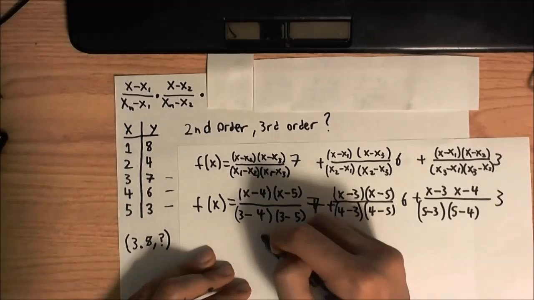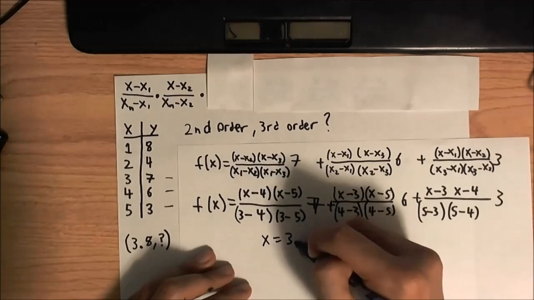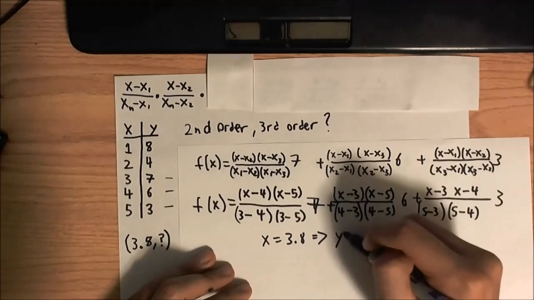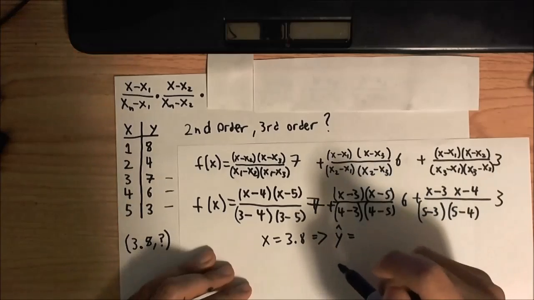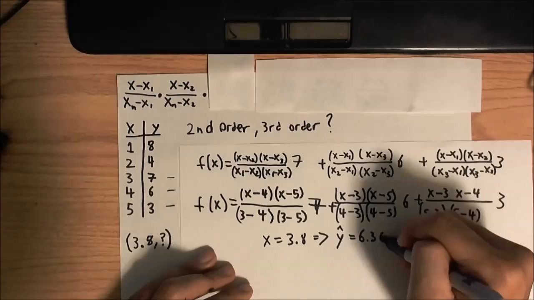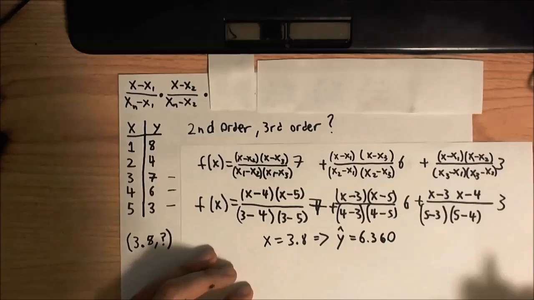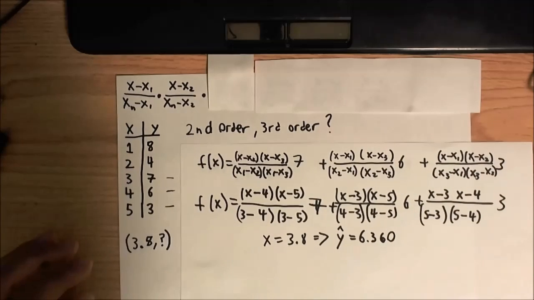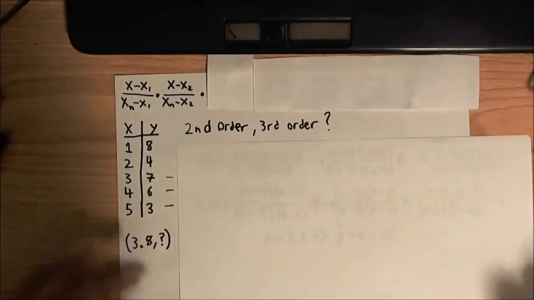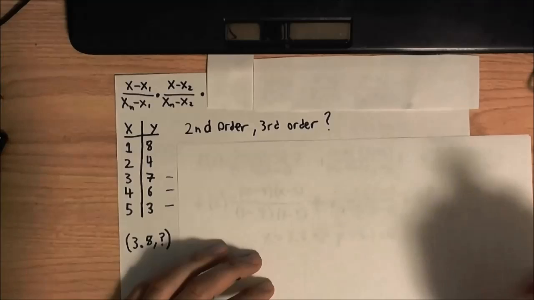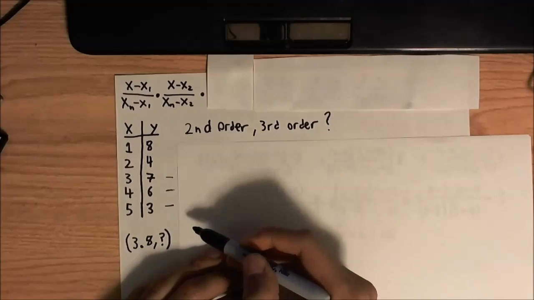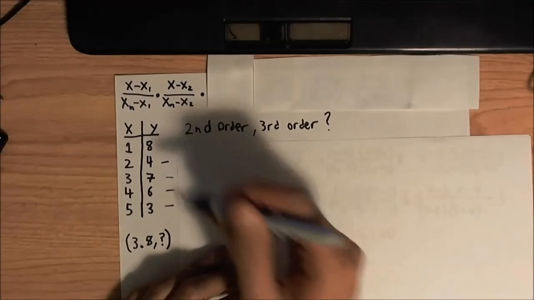Solving this equation at x equals 3.8 will yield that your estimated y value equals 6.36. So moving on, we can start the third order approximation. Since this is the third order, we'll choose order plus 1 surrounding points, meaning that we'll need 4 points now, bringing 2 into the mix.